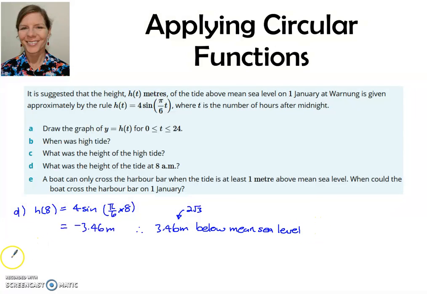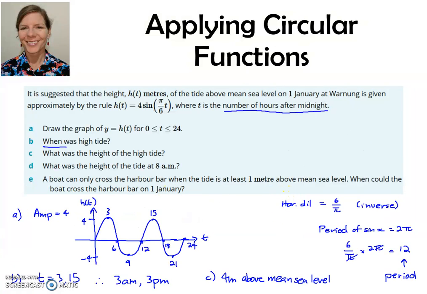And part E. So part E says the boat can only cross the harbour bar when the tide is at least 1 meter above mean sea level. Okay, so when can it cross the harbour bar? So we go back to here. What we're going to do is find where is it 1, so that's about here. Okay, and where is it above 1? So clearly there's a window of opportunity there and a window of opportunity there. Alright, so what we need to do is find out what are those values there? So what are the t values when the height is 1?